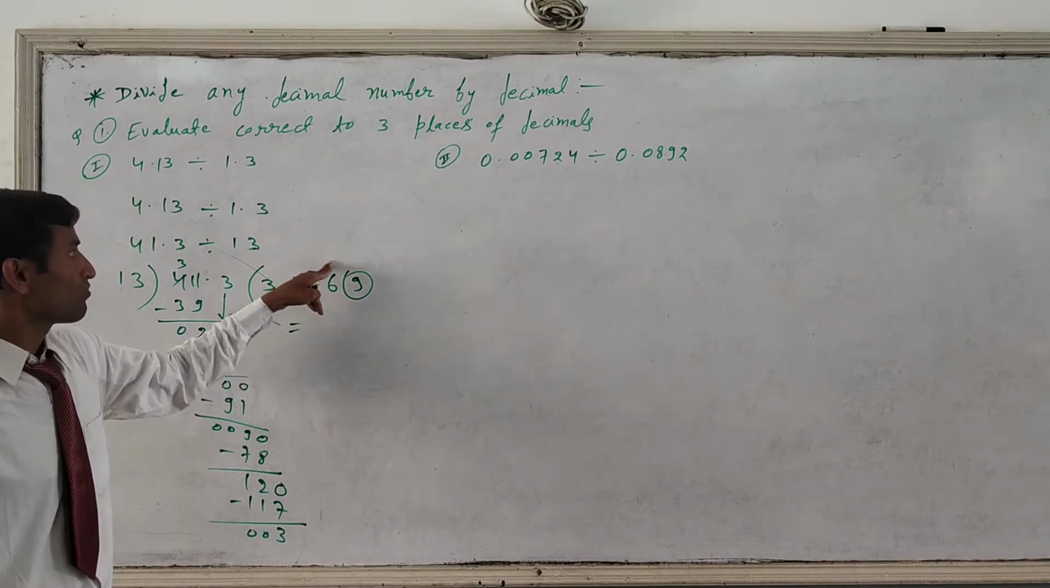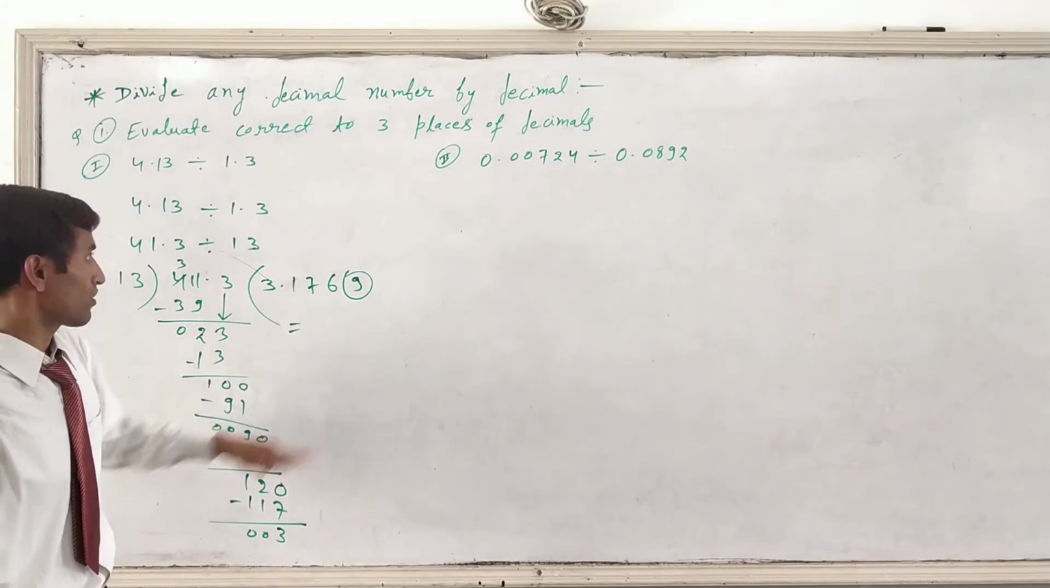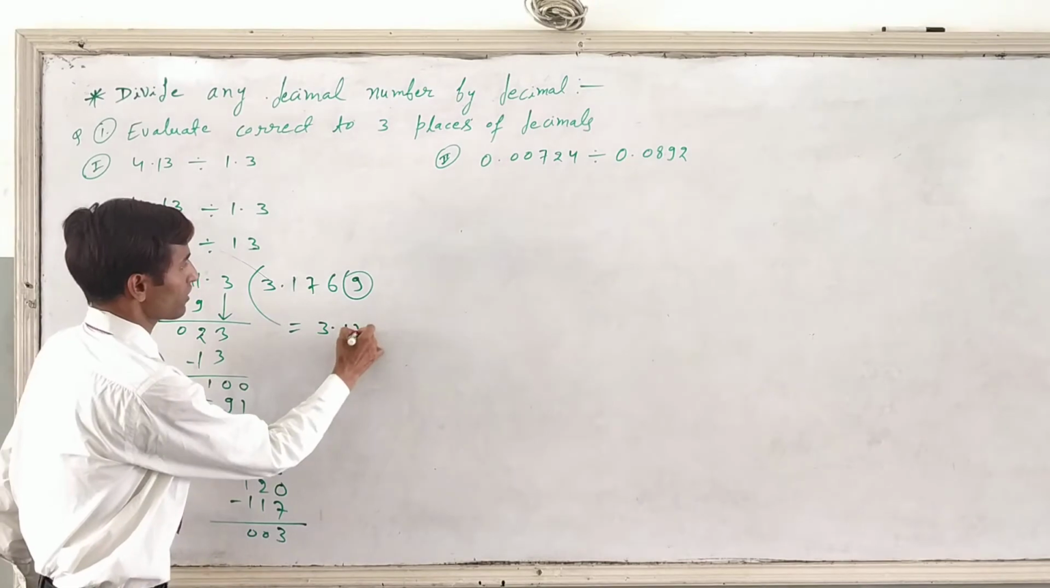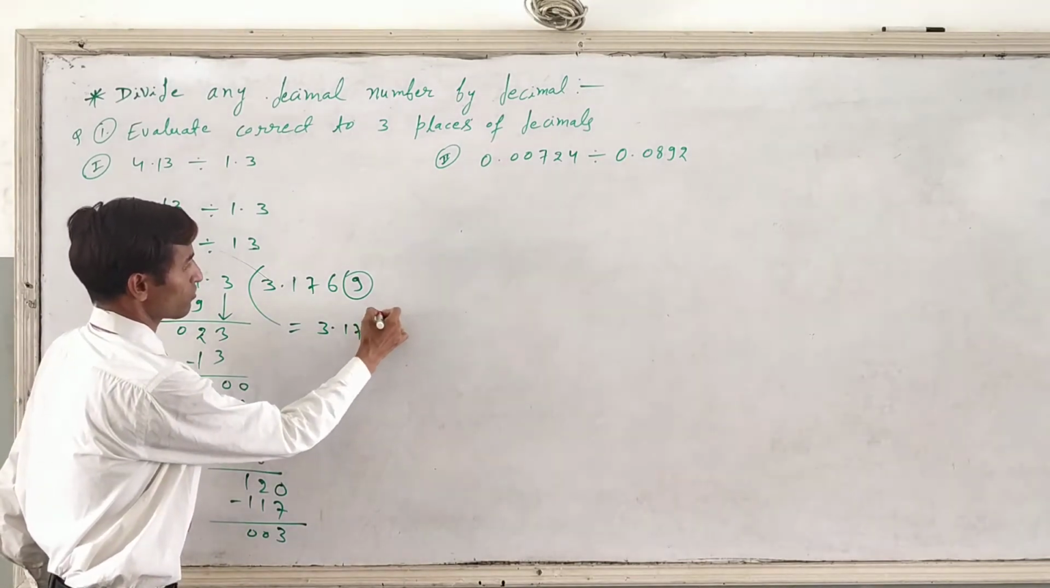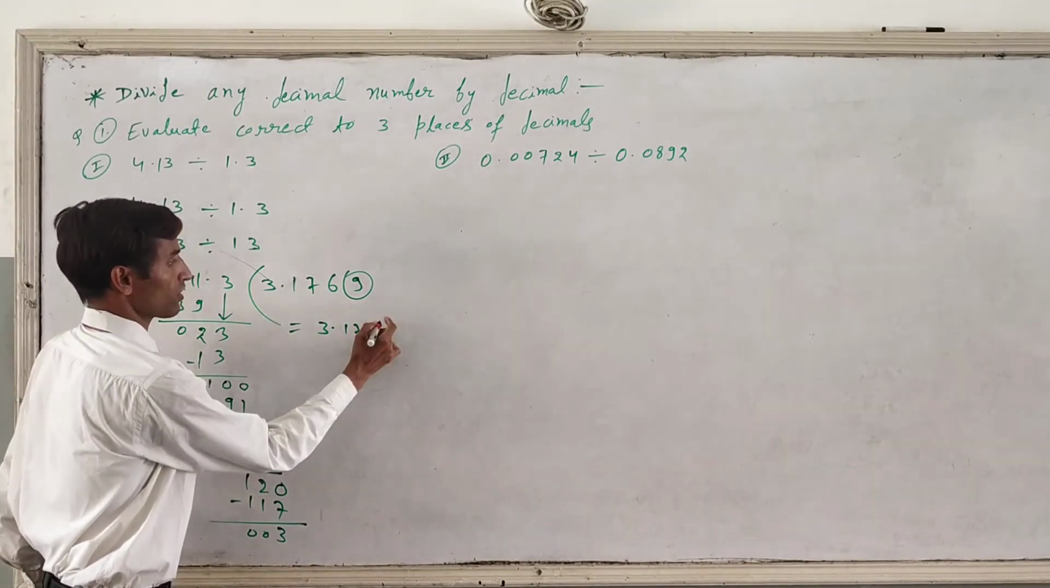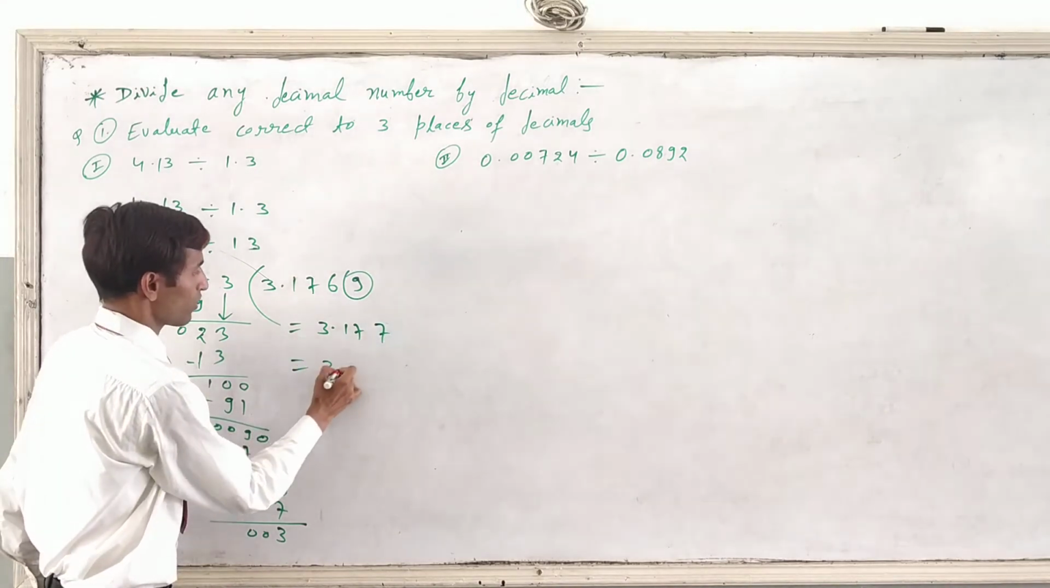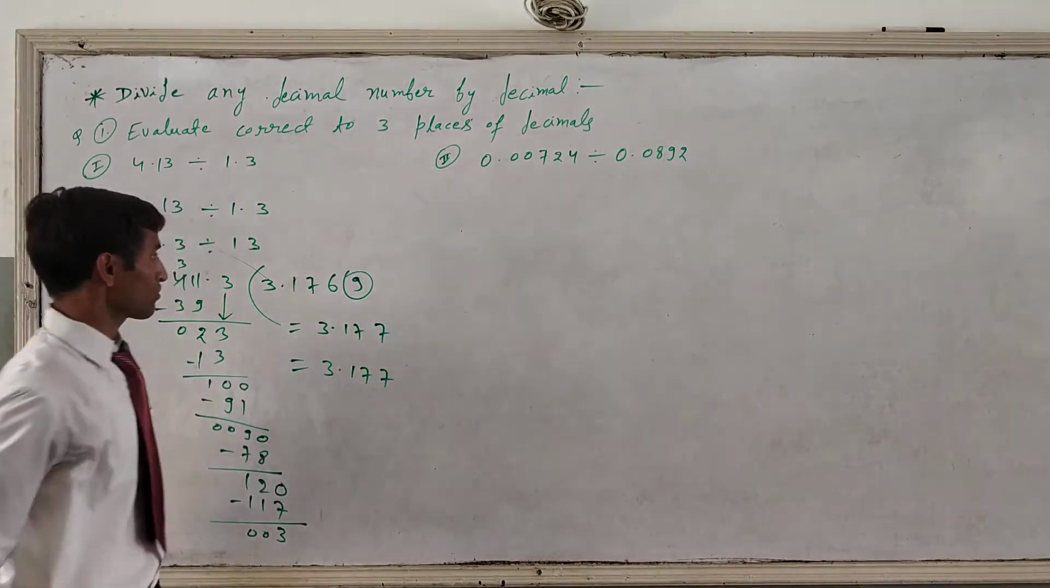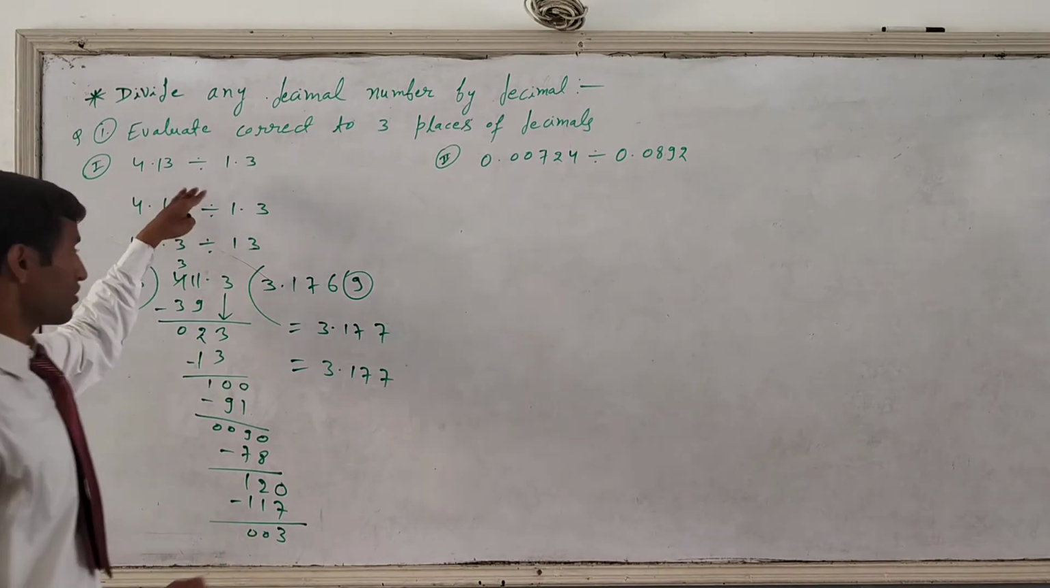We have to add one more and then remove this number. So 3.176. Now add here plus 1, 6 plus 1, 7 will come. So the final answer is 3.177. So this is the final answer for this division.